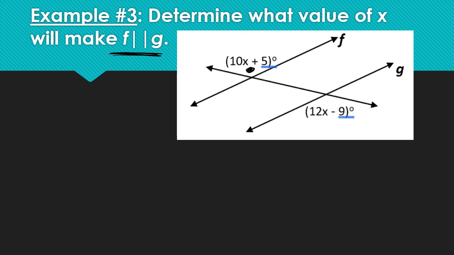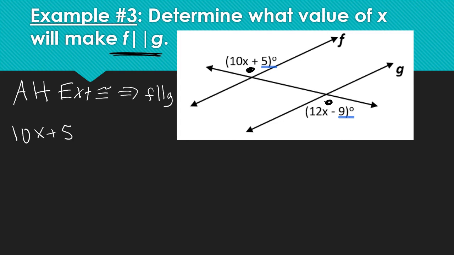And if I look at this special angle pair, these are on opposite sides of the transversal, and they're exterior. So they're alternate exterior angles. So if alternate exterior angles are congruent, then the lines are going to be parallel. So my goal is to find out what value of x will make them congruent, which will make the lines parallel. So this time I'm going to take and I'm going to set these two equal to each other.